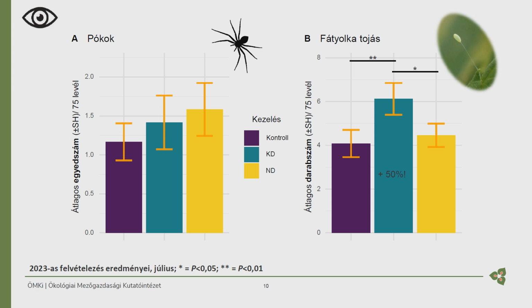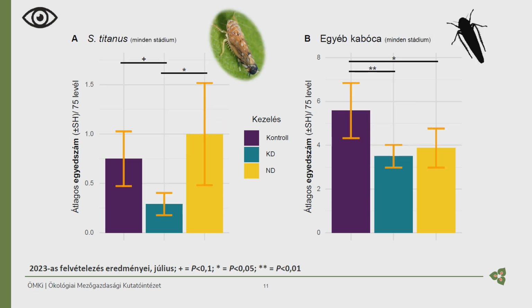And these are predatory species. In these sites where we used the low diversity mixture cover crops, we could find much more green lacewing eggs in the vines itself, in the canopy of the grapevines. It was like 50% more than in the control site.